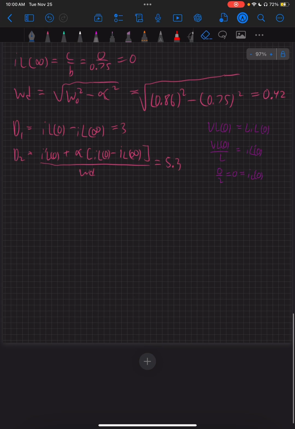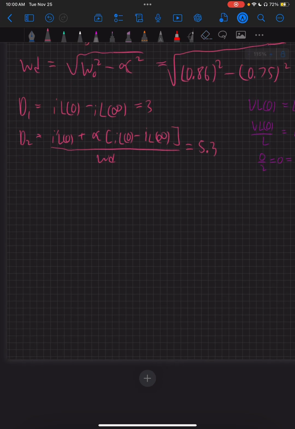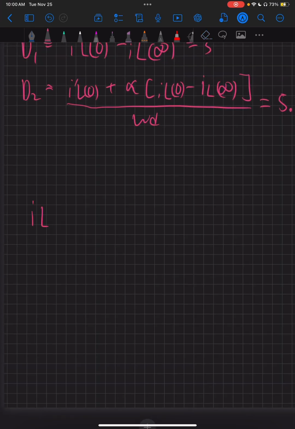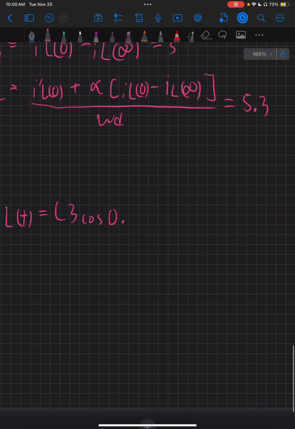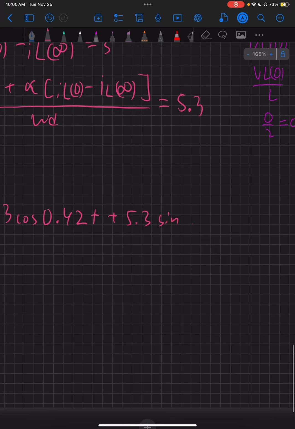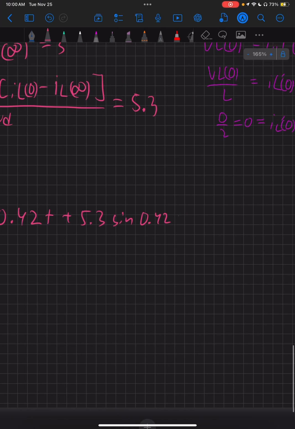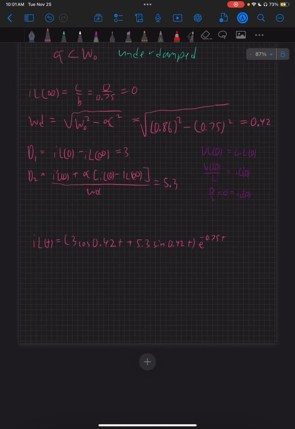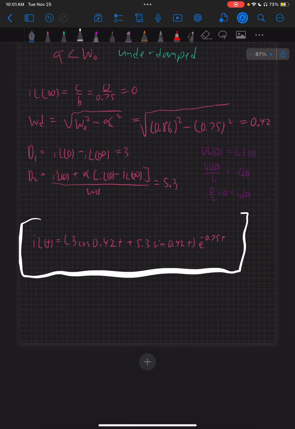And finally, we plug everything into the equation of Io(t). It's going to be 3 cosine 0.42 t plus 5.3 sine 0.42 t, times e to the negative 0.75 t. And this is our final equation right here.